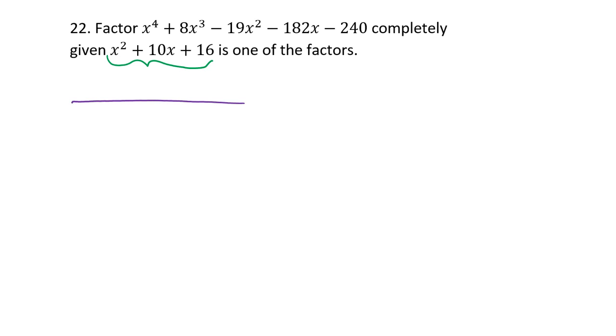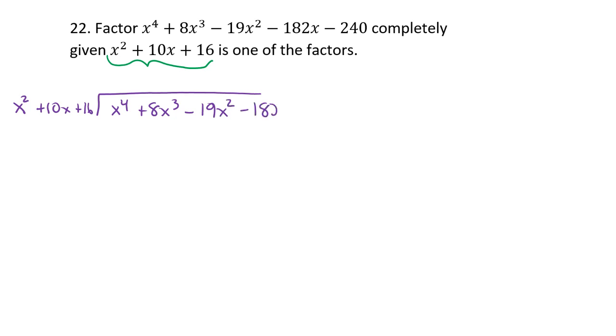So we're going to set up our long division problem. So we have x squared plus 10x plus 16, and then we're going to have our x to the 4th plus 8x to the 3rd minus 19x squared minus 182x minus 240. All right, so going with the process of long division, we ask ourselves, what times x squared would get us x to the 4th? X squared.